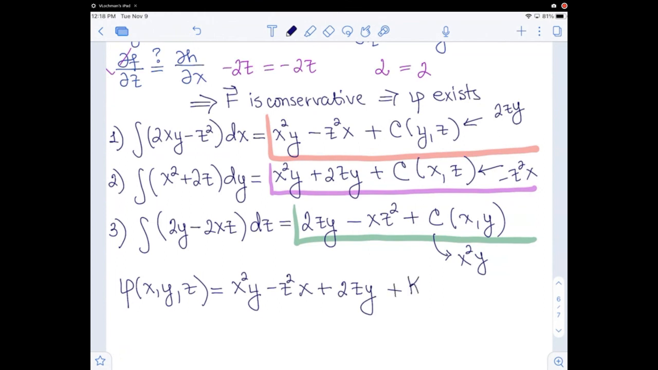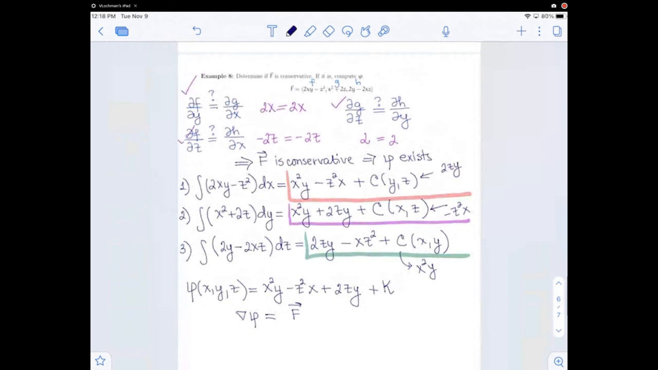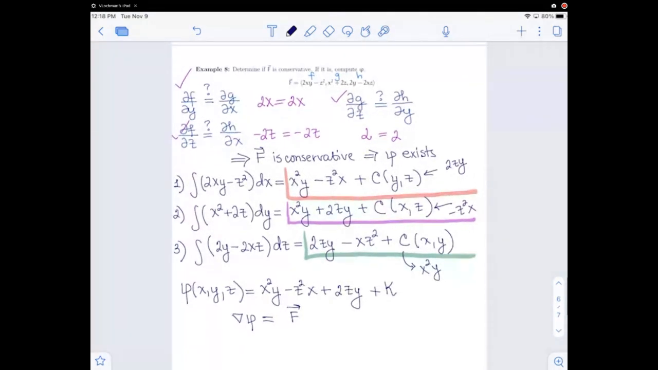And all of them could just have a constant component k. All right. Okay, that is our potential function, a whole family of functions, so that if I compute the gradient of these functions, I'm going to get my vector field f. Okay, you can check that the gradient of phi is going to be f.